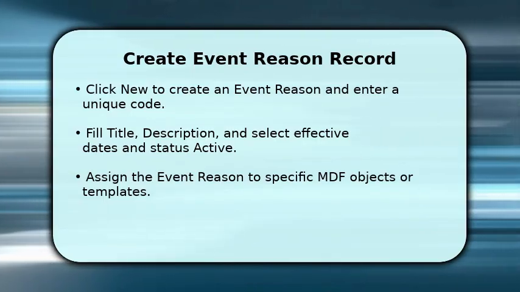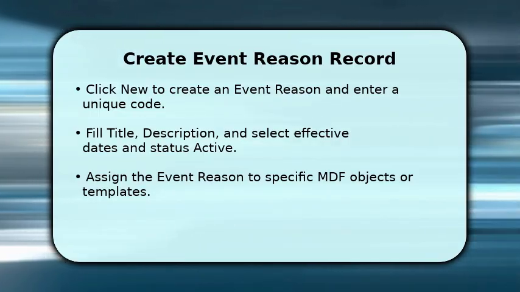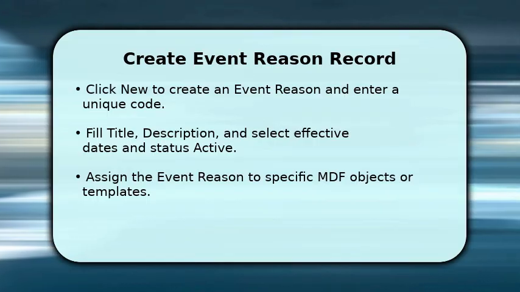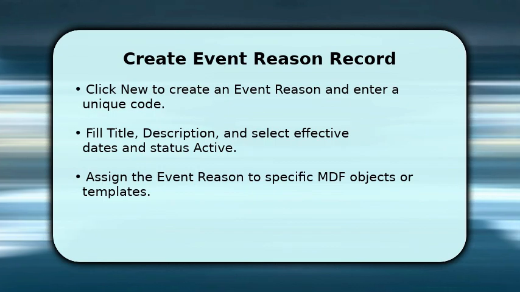Set effective start and end dates so the reason applies in specific periods. Choose Status Active to make it available immediately or Draft to save for later. Optionally assign the event reason to specific MDF objects or templates for automatic suggestions. Save your record and note the code for mappings.